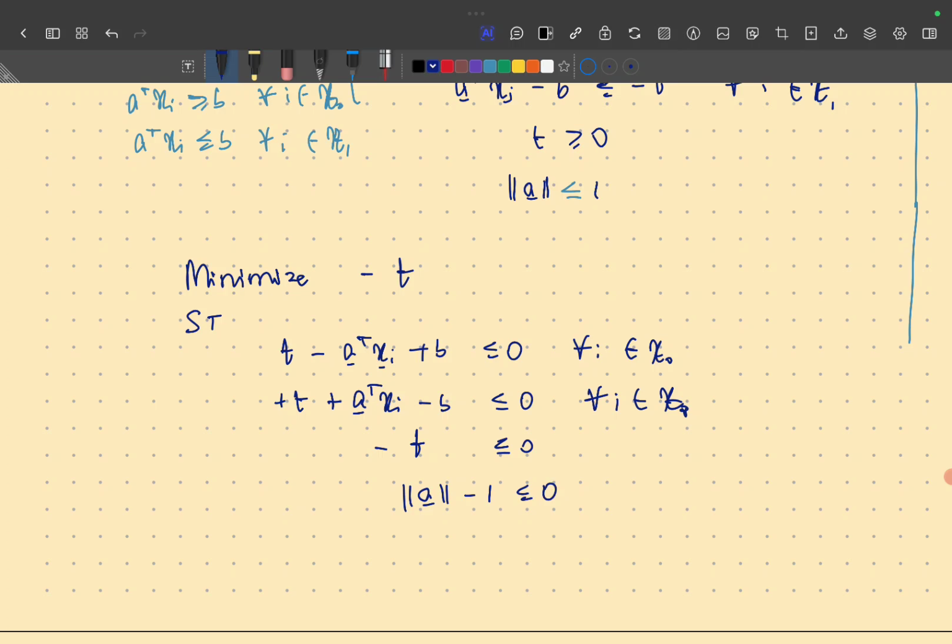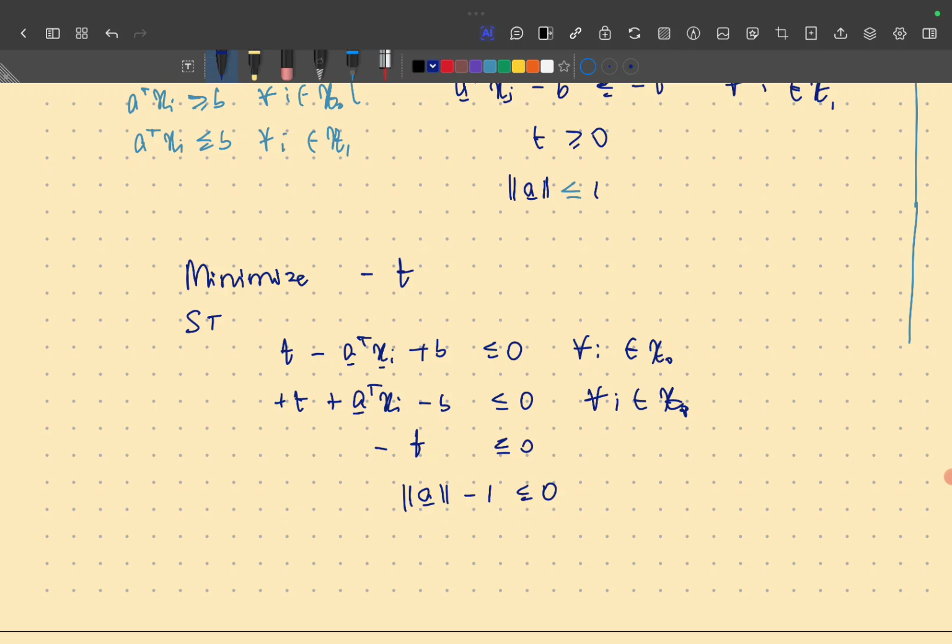Checking for Slater's conditions. How do you check for Slater's condition? All you need to verify is whether there is an A, b, and t that satisfies all of these constraints with strict inequality. That is a little more than satisfiability.